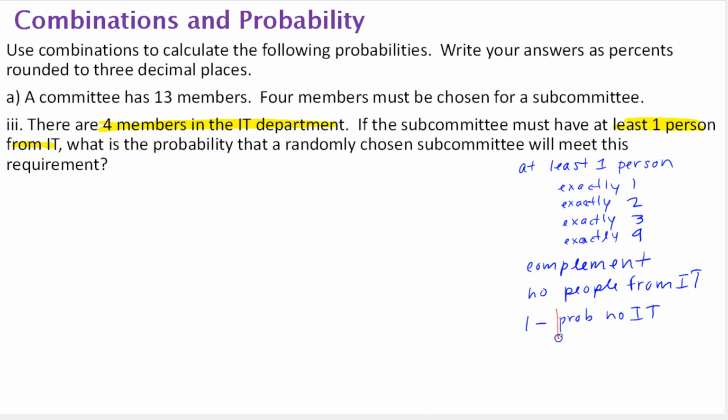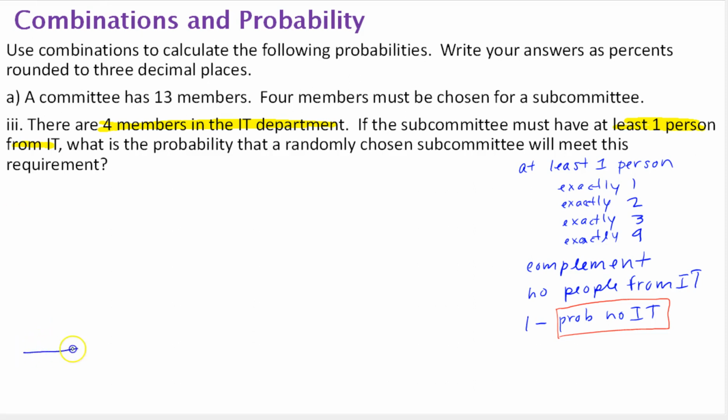Whenever you see an at least problem, we've done these before in probability when we had a bunch of things listed and we could count them. But since we're doing fancier counting now, if you see an at least problem, you might want to look for this option to make your problem more simple. Okay, so let's find the probability of no people from IT.